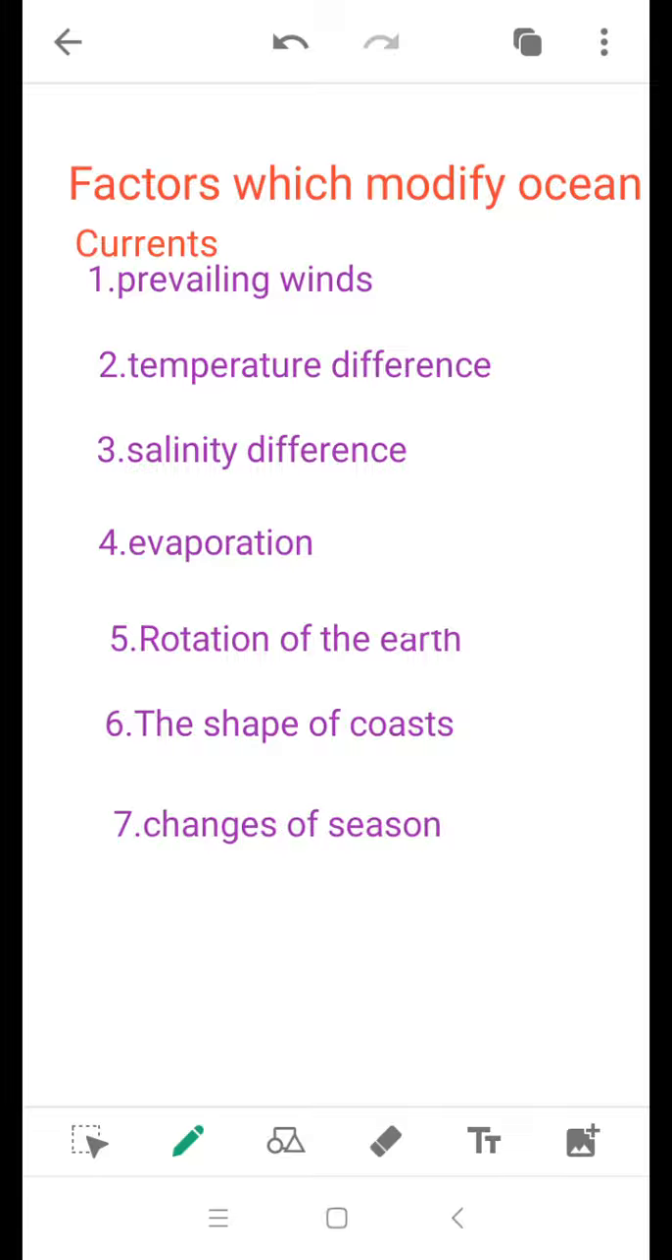First is north equatorial current and second will be the south equatorial current. Changes of the season also determine the direction and the pressure of the oceanic current. Like the monsoon drift is from east to west in the winter season, and in the summer season it becomes west to east. So these are the factors which change the direction or the pressure of oceanic current.